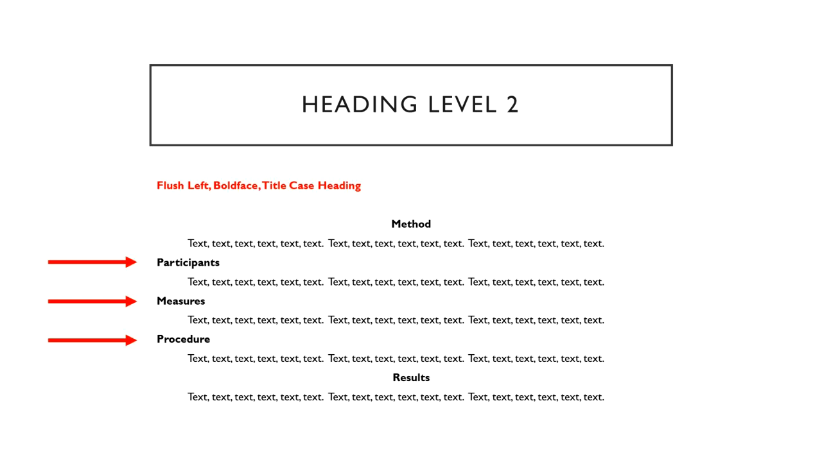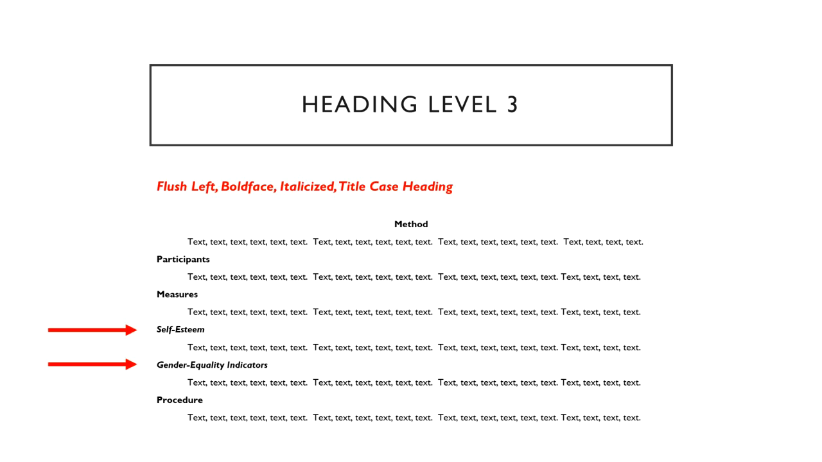All right, let's take a look at heading level 3. Heading level 3 is still flush left, boldface, but now it's italicized. That's the big difference. It's still also title case, where each letter at the beginning of the word is capitalized. So for my example here, I'm getting more specific under Measures. I have 2 different measures that I want to talk about. I want to talk about self-esteem measures, and I want to talk about gender equality indicators.